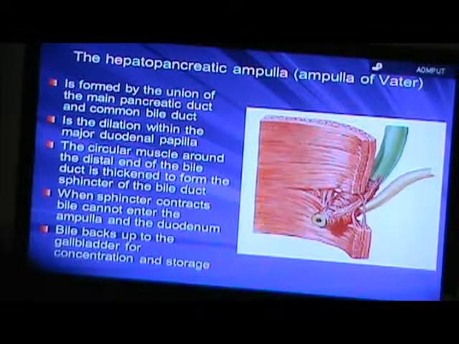So normally the bile is still produced, but when the sphincter is closed, that is, contracted, the bile has to be diverted to the gallbladder.